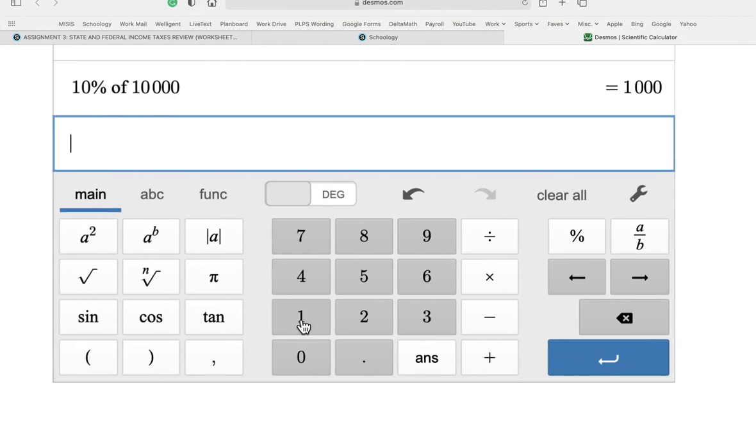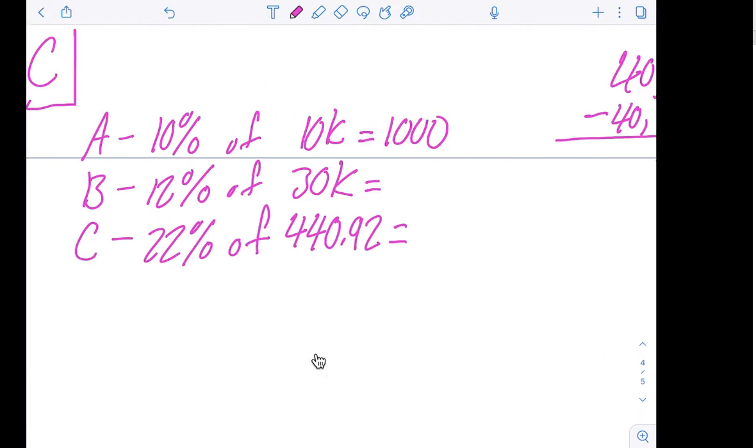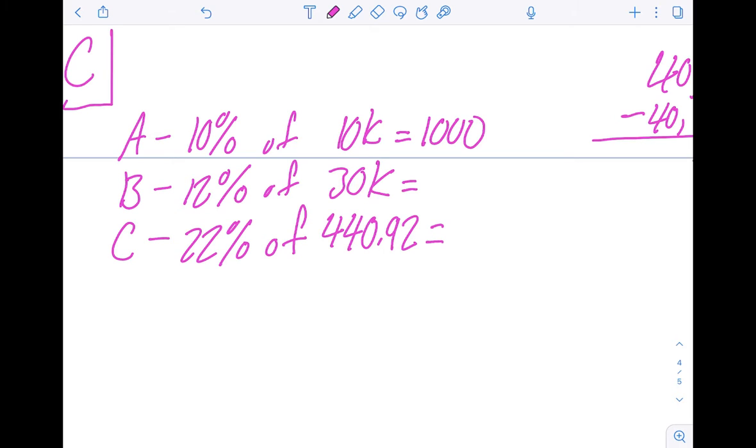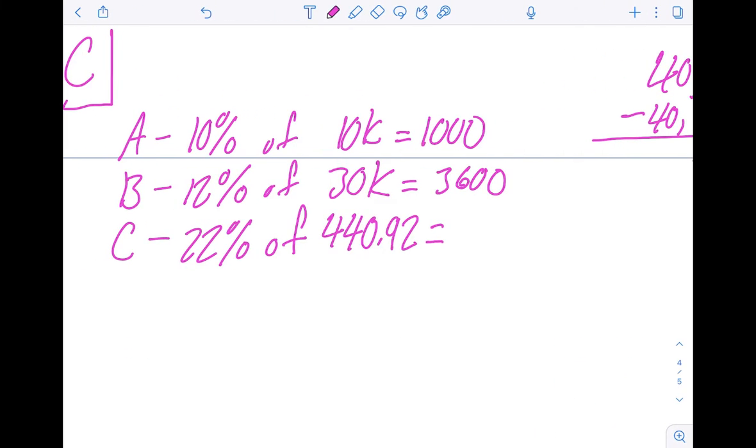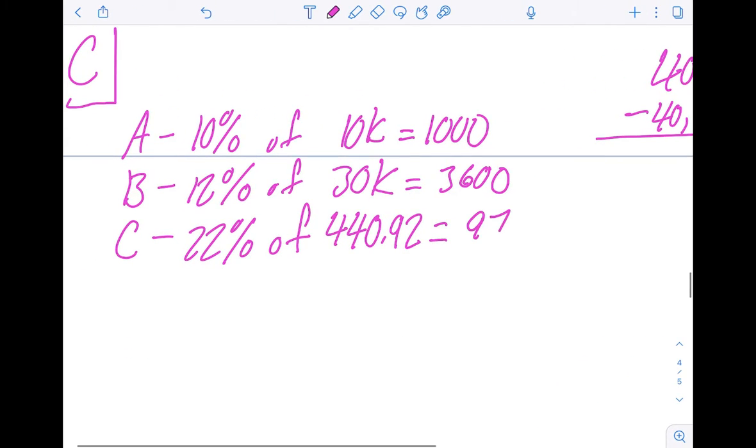12% of 30,000 is 3,600. And then 22% of 440.92 is $97. Look, the 2 makes the 0 stay 0, so $97. So this is just going to be 97.